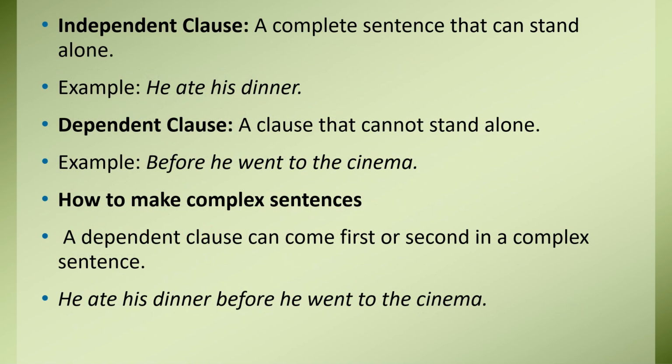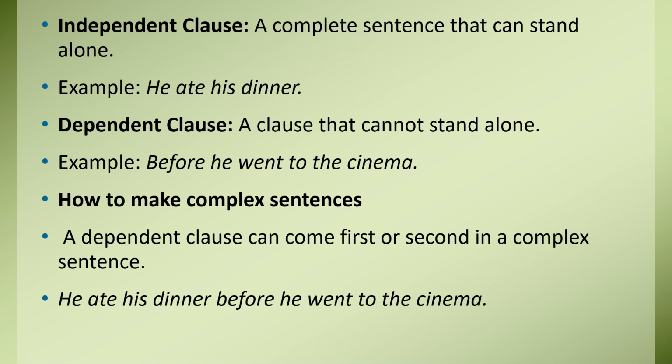Next, we are going to discuss examples of how independent and dependent clauses work. Here, an independent clause is a complete sentence that can stand alone. For example, he ate his dinner. So we can clearly understand the meaning of this sentence. But on the other hand, a dependent clause is a clause that cannot stand alone. For example, before he went to the cinema. What does that mean? What did he do before he went to the cinema? It's an incomplete sentence. So that means this is a dependent clause.